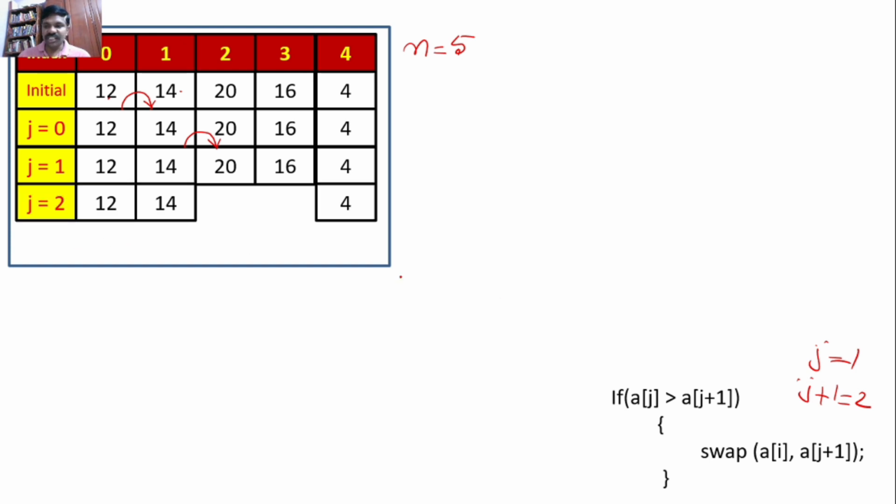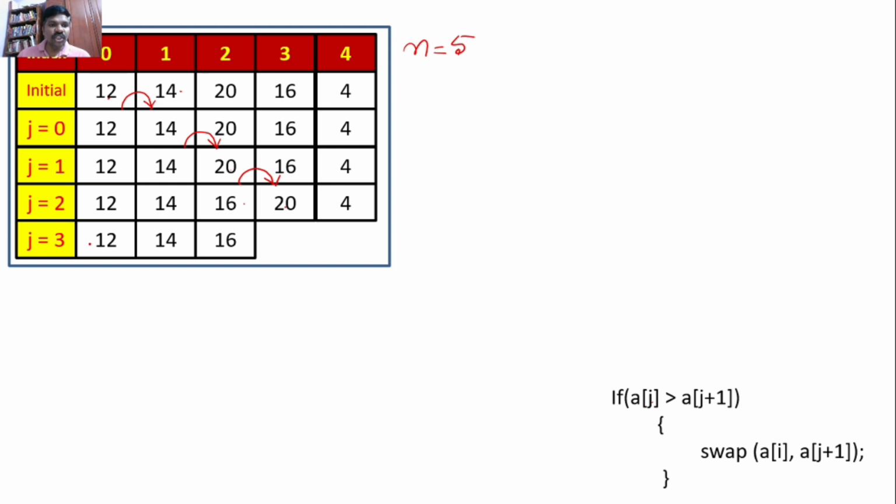In the next iteration, I will take j is equal to 2. If I take j is equal to 2, then I need to compare the second element and the third element. My second element is 20, third element is 16. I need to compare 20 with 16. Whether 20 is greater than 16? True. That means swap the values. That means here 16 occupies this position and 20 occupies this position.